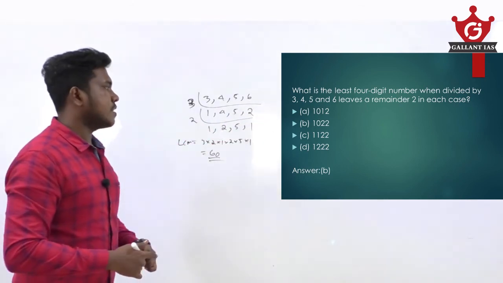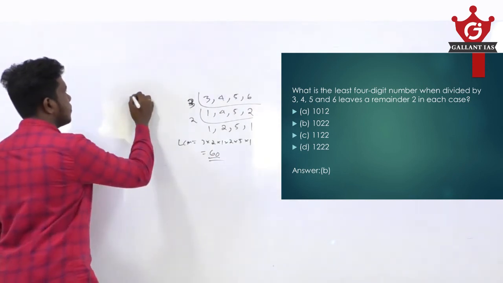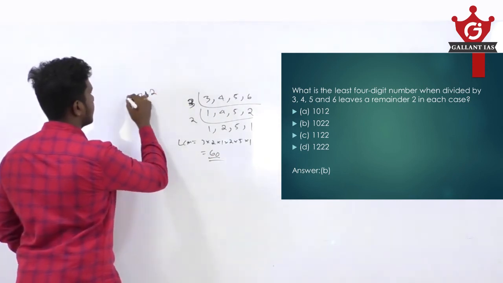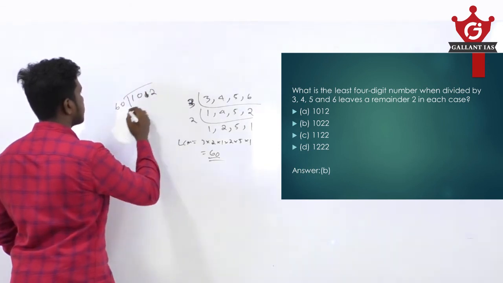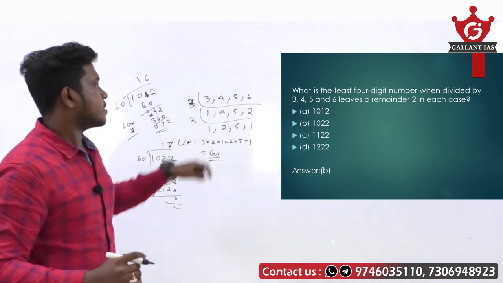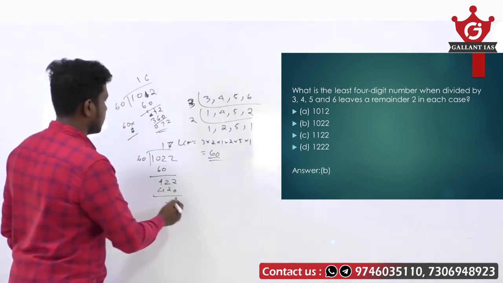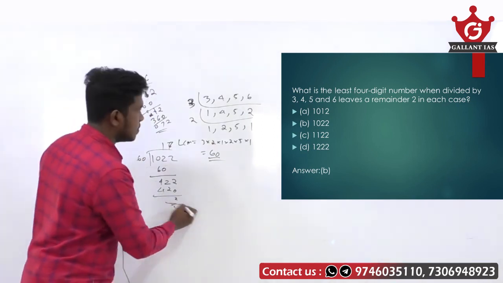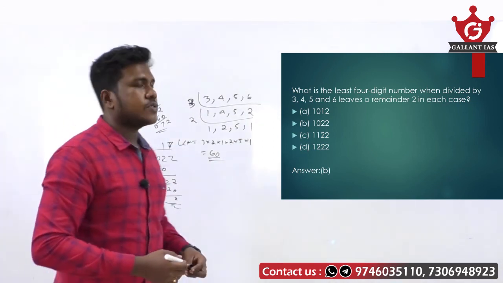Check the first option. Divide 1112 by 60. Okay guys, I solved here. So when you solve the second option, you will be getting the remainder 2. That is 1122 divided by 60, you will be getting the remainder 2. So the answer is B.